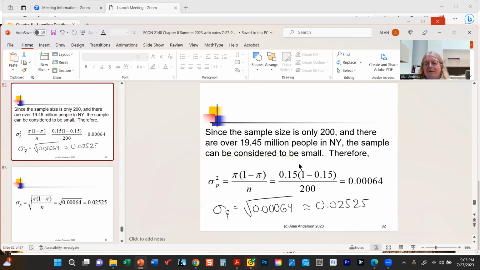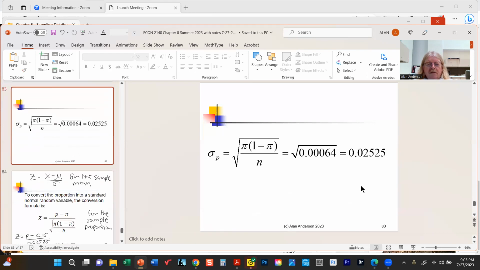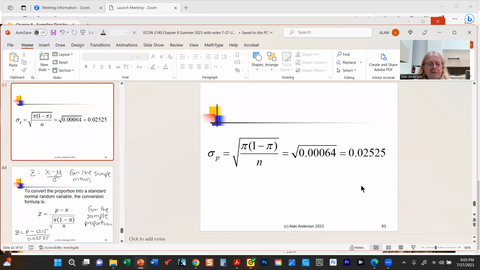I guess I looked it up. I'd forgotten. 19.45 million. Okay, I said 20. All right, that's fine. And so we have our variance and we have our standard deviation. So now we can calculate any probabilities that we want. And what we specifically were after.